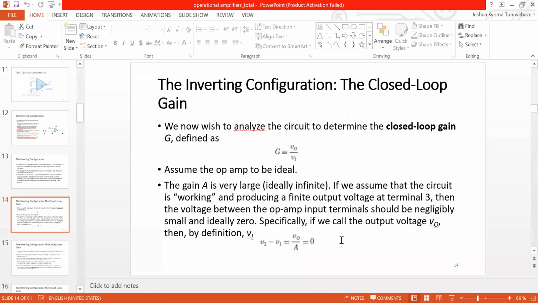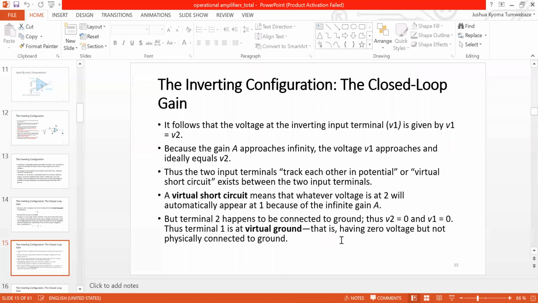That brings us to a very important result, okay? If V2 minus V1 is equal to 0, it implies that V2 is equal to V1, or that V1 is equal to V2, okay? And this is what we refer to as the virtual short circuit, okay?